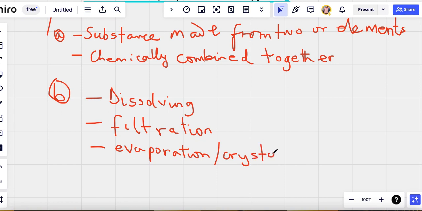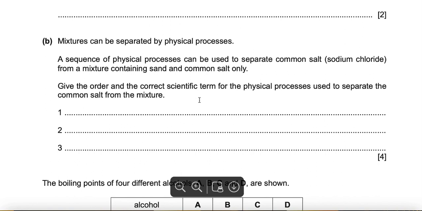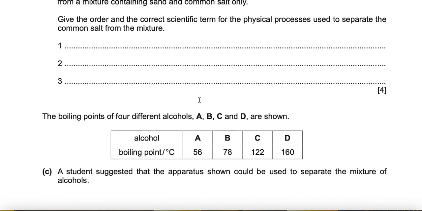Crystallization. So these are the three scientific processes that we need to carry out in order to get our salt back, the salt that has mixed with sand. The first step is to dissolve in water. The second step is filtration, and the third step is to crystallize. Okay, so these are the three steps that we need to take.